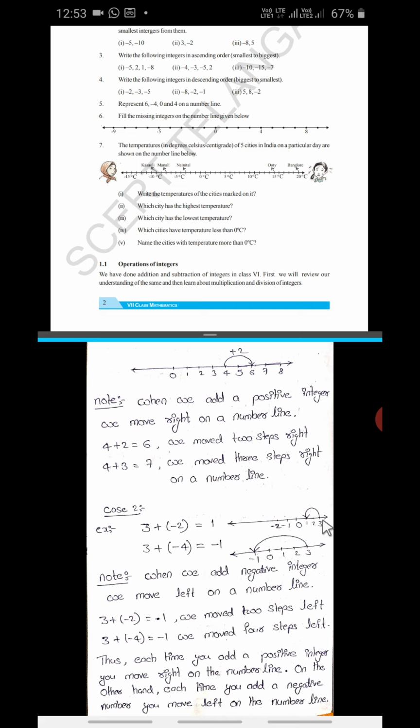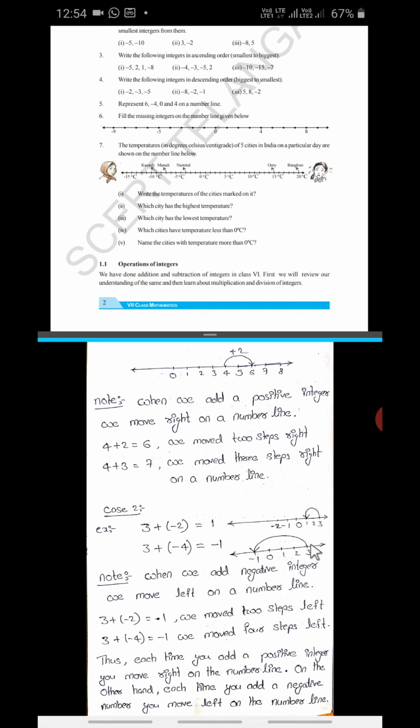See, on the number line I have started at 3. And what is the answer? 1. So just move to the answer. This 1 is on the left side of 3, so I am moving left side. Understood? On the number line I started at 3 and I have to reach up to 1. I started at 3 and I am going towards the 1. This 1 is on the left side.